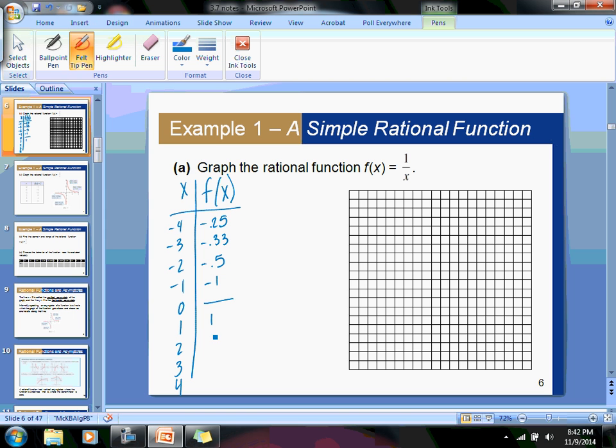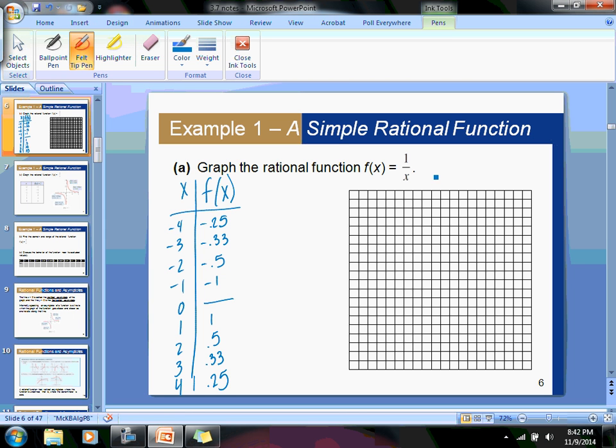For 1, we get 1. For 2, we get 1/2. For 3, we get 1/3 or 0.33. For 4, we get 0.25. And we could continue on. We could do even more values if we wanted to.